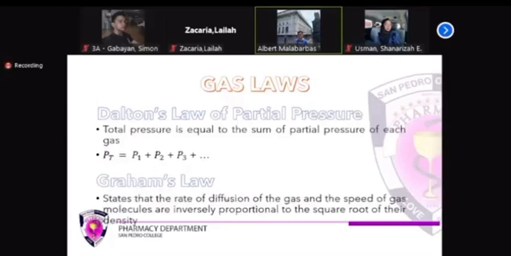Okay, next, the last three laws, we have your Dalton's law of partial pressure. According to Dalton's law, the total pressure of the gas is equal to the sum of the partial pressures of each gas. Graham's law, it is stated here that the rate of diffusion of the gas and the speed of the gas molecules are inversely proportional to the square root of their density.